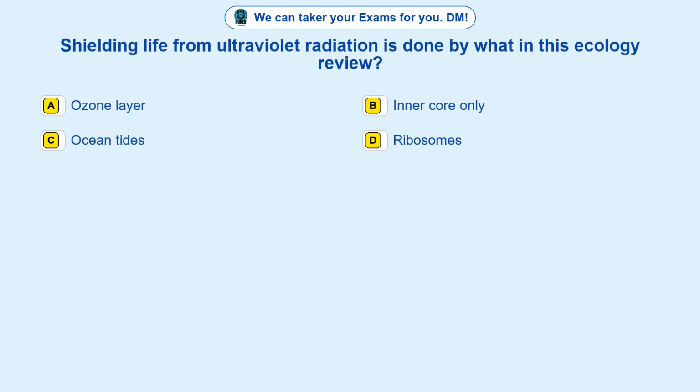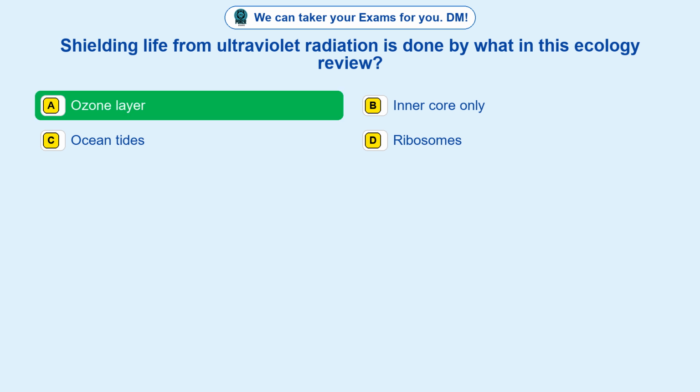Question 97. Shielding life from ultraviolet radiation is done by what in this ecology review? Option A, ozone layer. Option B, inner core only. Option C, ocean tides. Option D, ribosomes. The correct answer is option A, ozone layer.